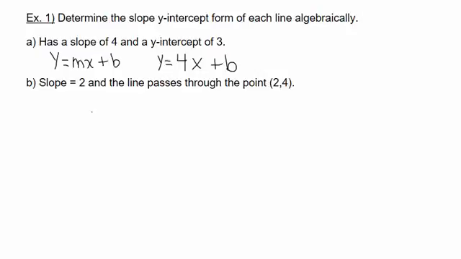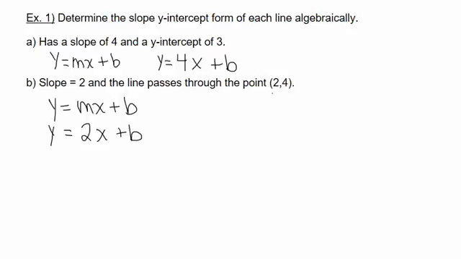So in this example, we're not given the y-intercept, but we can still figure it out with the information we're given. So first, let's write out our slope y-intercept form. y equals mx plus b. And then let's plug in what we know. So we know the slope is 2, so let's plug that in first for m. Now we still have 3 variables, so we can't solve for anything yet, but we have a point, 2, 4.